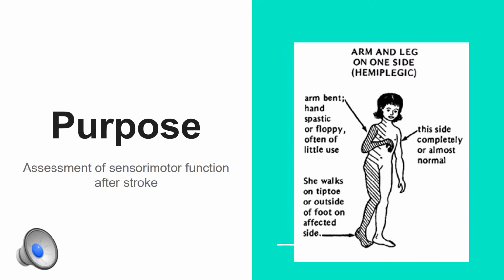The Fugl-Meyer is used to evaluate and measure recovery in post-stroke hemiplegic patients, specifically on motor functioning, sensation, balance, joint range of motion, and joint pain of the affected side.